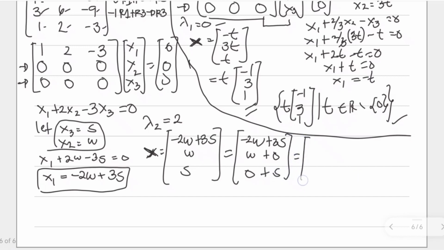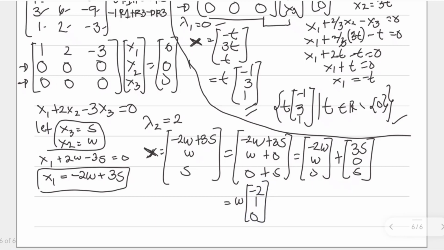Now you can separate the two. You will have negative 2w, w and 0, plus 3s, 0, and s. Okay? So factoring w for the first, you will have -2, 1, and then 0. And for the second, you will have s factored out: 3, 0, and 1. These are your two eigenvectors for the eigenvalue of 2. Okay, so we have two of them. So nevertheless, we still have different eigenvectors for a specific eigenvalue.